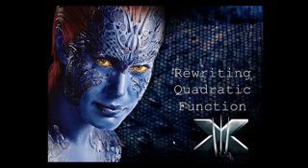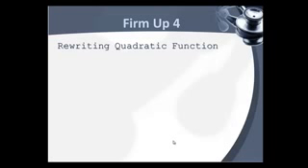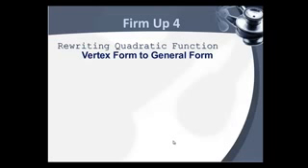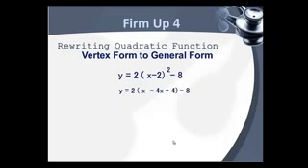This time, we'll be rewriting quadratic functions to their different forms. Number 1, we have from the vertex form to the general form. Let's have this example. y = 2(x − 2)² − 8. What we are going to do is to square the binomial x − 2. That will give us x² − 4x + 4.